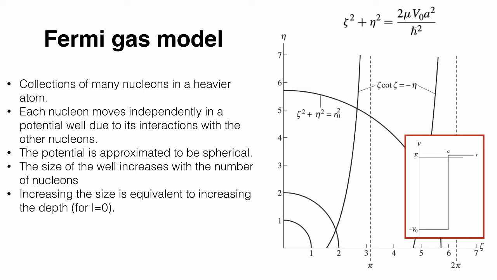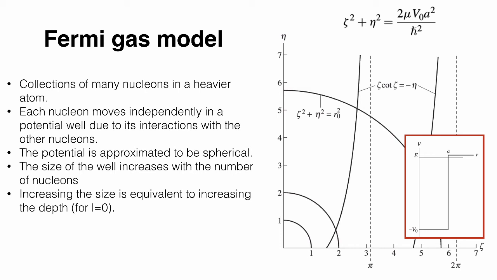The mean field approximation means that each nucleon moves independently in a potential due to the average of the interaction with all the other nucleons. So we do not look at the interaction between each individual nucleon. Instead, each nucleon interacts with an average value from all the other nucleons. We will suppose the potential will be spherical, which again is an approximation, but is the best we can do at this level. And of course, the size of the well, the value a, is going to increase with the number of nucleons. They need more and more space to be placed, and they interact at a larger and larger distance.